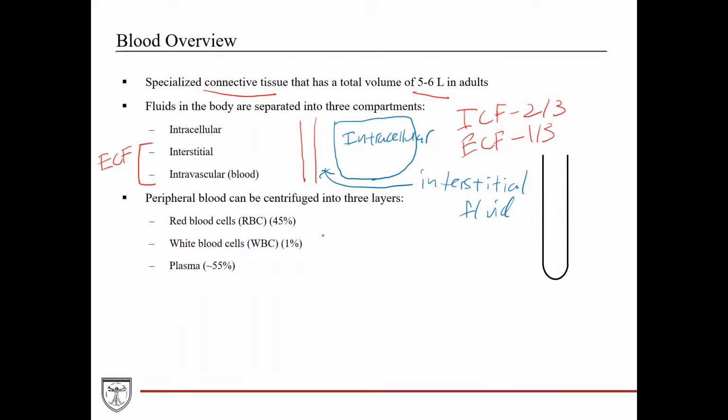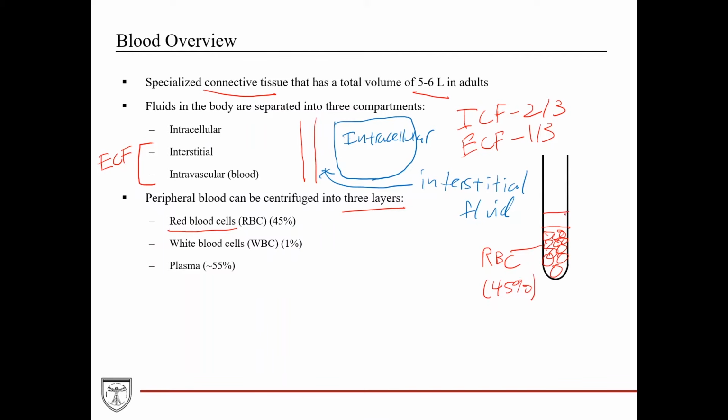So peripheral blood, when it gets centrifuged, gets separated out into 3 layers. The first layer is the red blood cell layer. Remember, when you centrifuge something, the most dense mass is going to be found at the bottom. And so this layer here is going to be all the red blood cells at the bottom. This is going to be about 45%, so a little less than half.